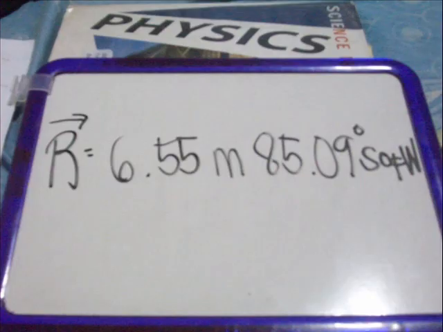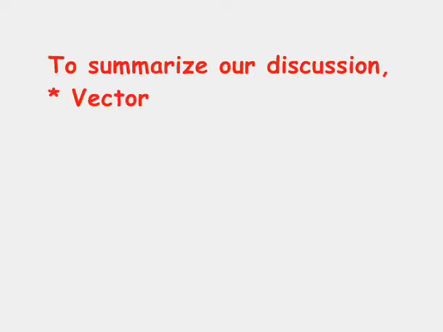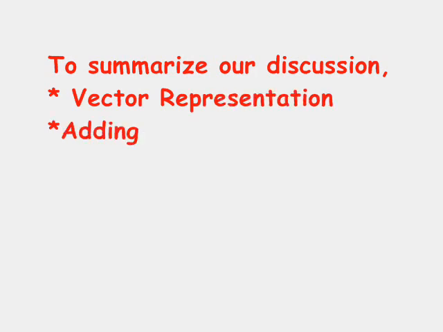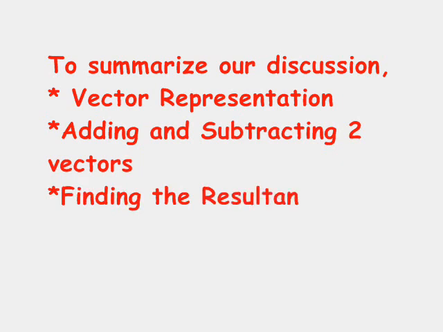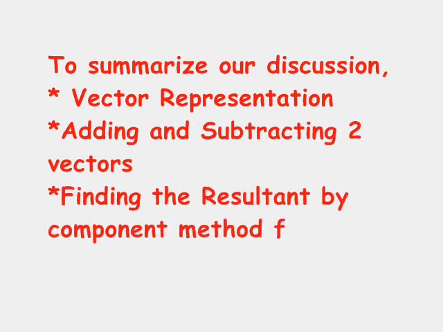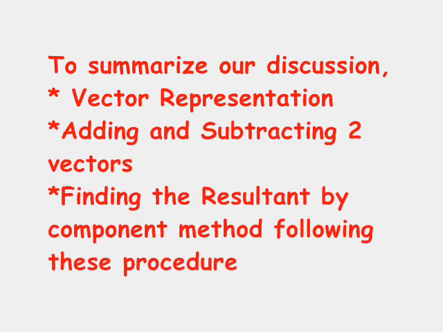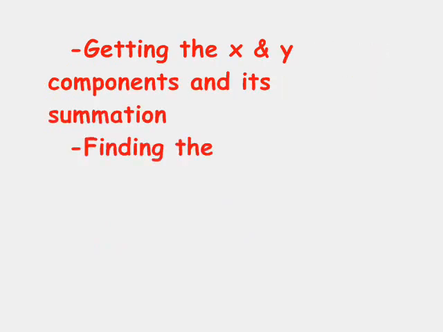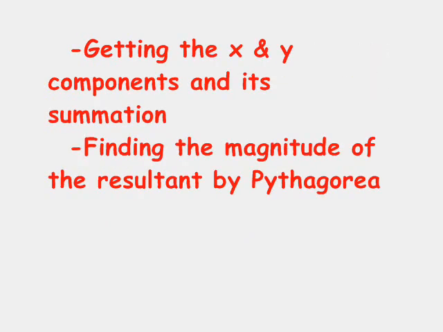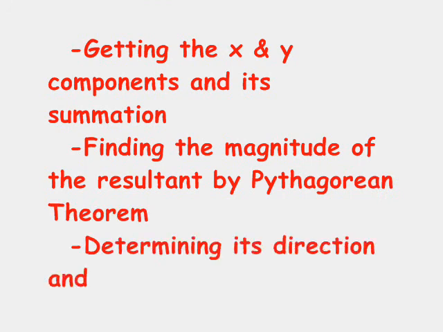To summarize our discussion, you learned vector representation, adding and subtracting two vectors, finding the resultant by the analytical component method, following these procedures: getting the x and y components and its summation, finding the magnitude of the resultant by Pythagorean theorem, and determining its direction and angle.